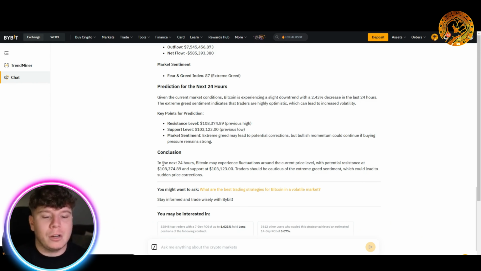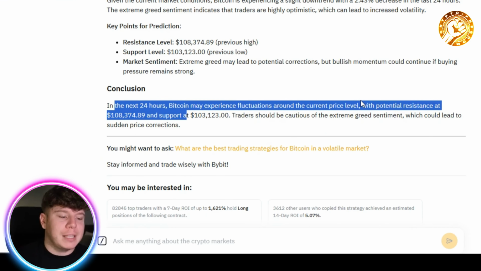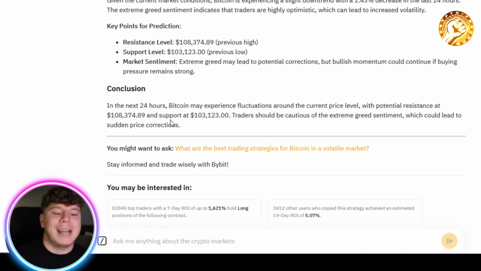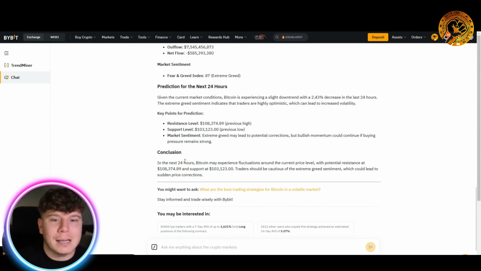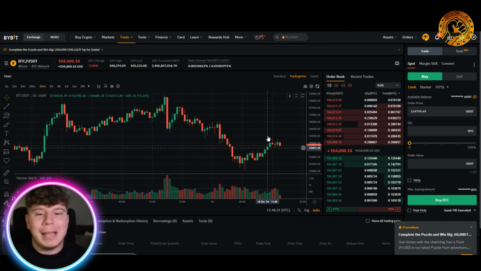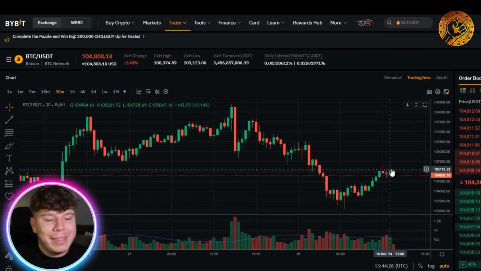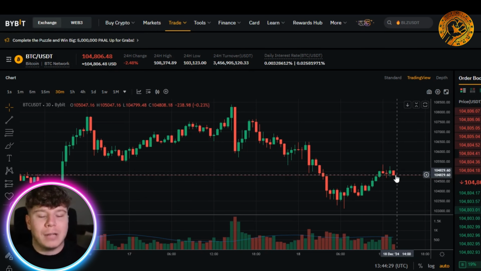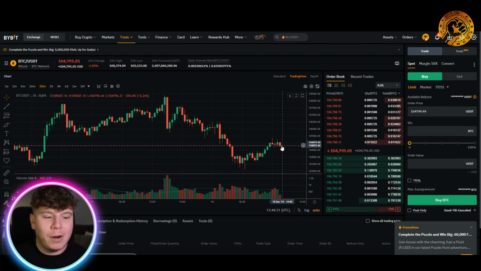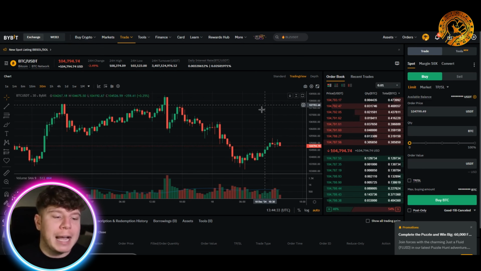So, telling me the conclusion, Bitcoin may experience fluctuations in the price, potential resistance at 108 and support 103. So it thinks it's going to go a bit up, bit down. All right, pretty simple, which means here I'm probably not going to make any amazing profit unless I get the exact candle going up, the exact candle going down. So I'm not going to put my $20 into Bitcoin today. All right, if it was saying it's going to be long, we can start to catch a huge trade.